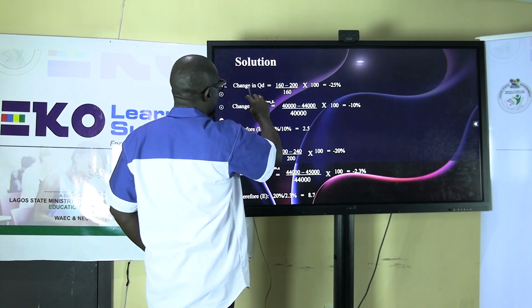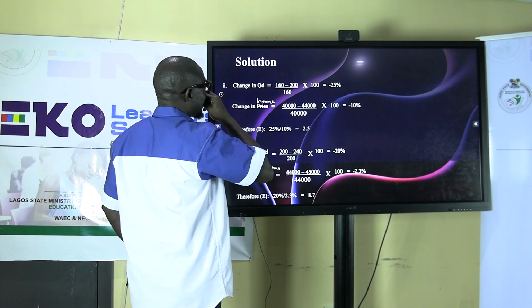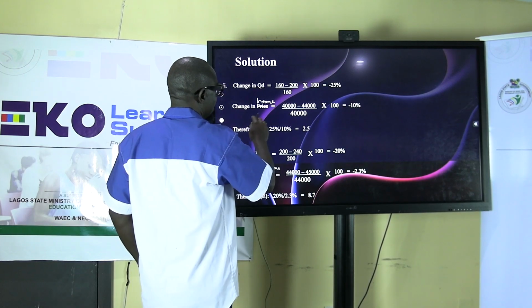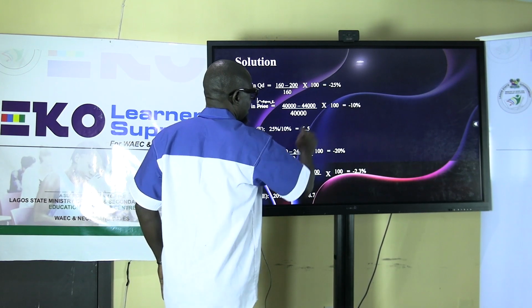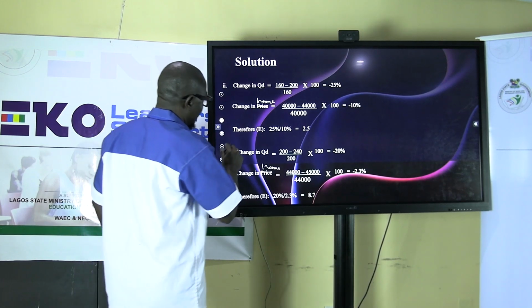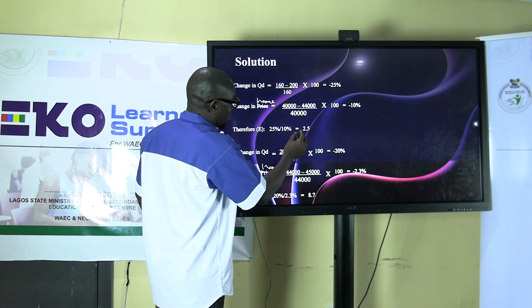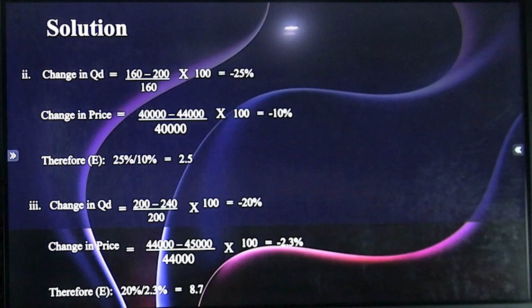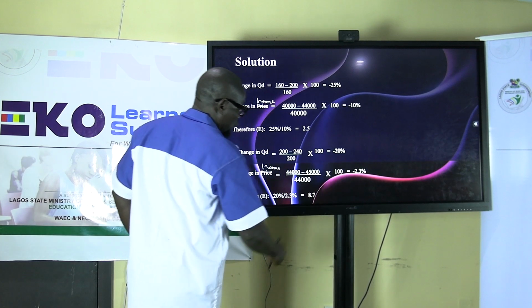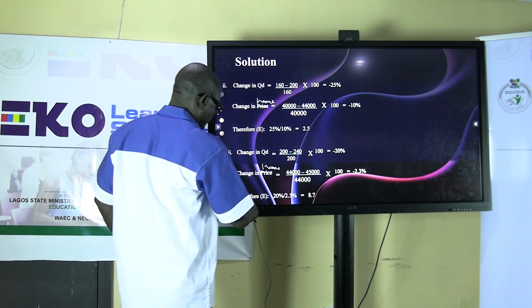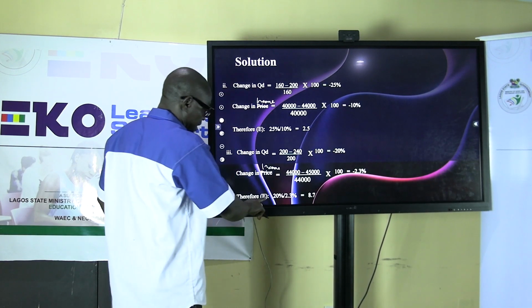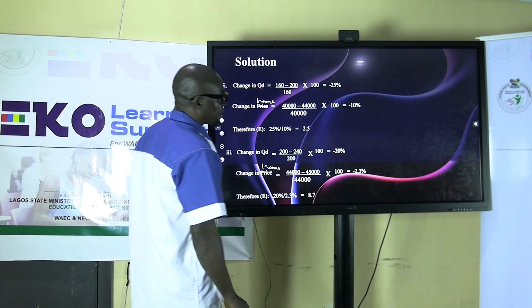Okay, so the change in quantity demanded is from 160 to 200, and that gives us a 25% change. The change in income is from 40,000 to 44,000, which gives us a 10% change, and that gives us an income elasticity of 2.5. In the third case, the quantity goes from 200 to 240, a 20% change, and income goes from 44,000 to 45,000, which gives us a 2.3% change, making our income elasticity 8.7.